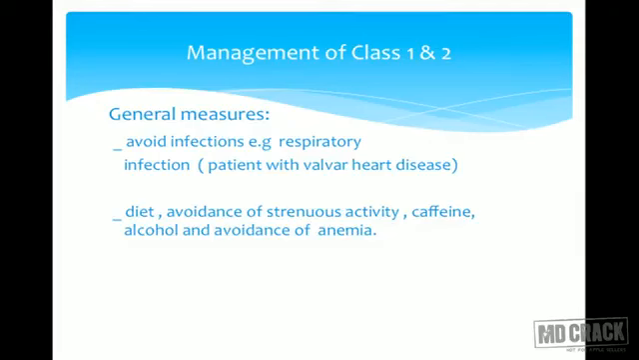Management of class 1 and 2, low-risk people. Ask them to come for ANC maybe a little more frequently than normal antenatal checkups. Always warn them to stay away from people who have infections like respiratory infections. They should not get close to them, or they should always take care that they don't get any kind of infection. Again, the risk is more in valvular heart disease patients. Diet, avoid strenuous activity, and even excessive caffeine use or alcohol should be avoided.